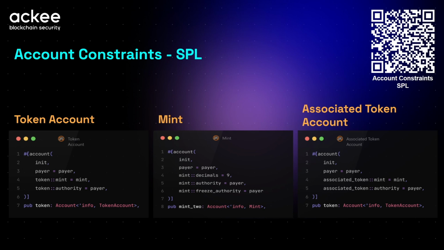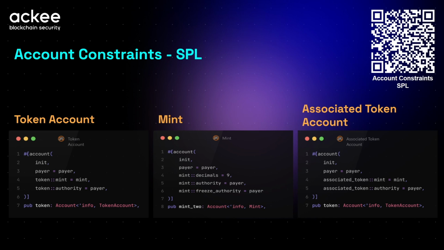And then, just to not forget, you can also set the freeze authority and other fields for the mint. And then the associated token account: if you want to initialize the associated token account, then you need to specify the mint and the authority in order to derive the address on which the account is going to be initialized.